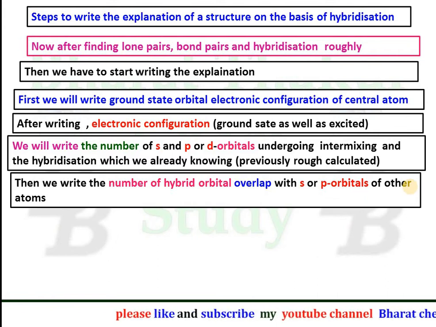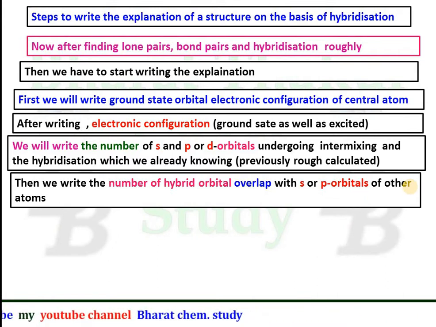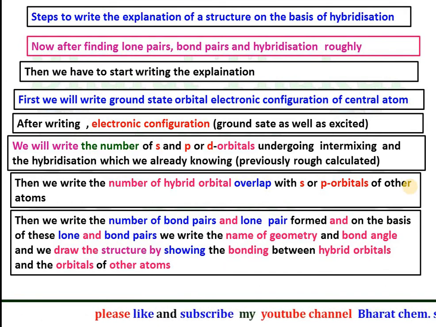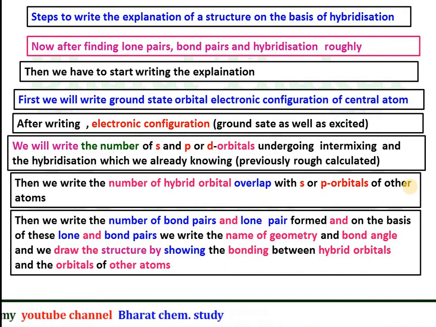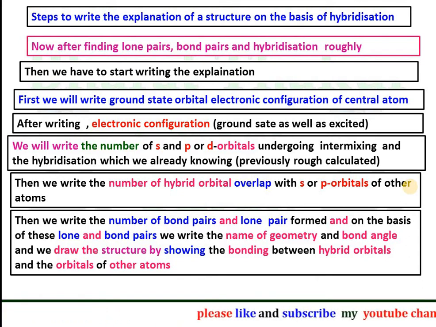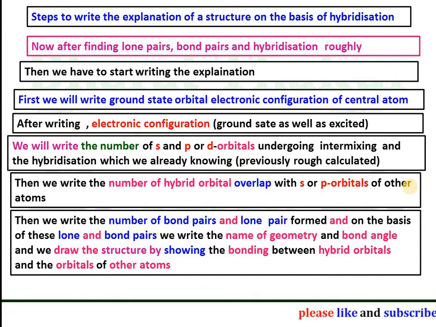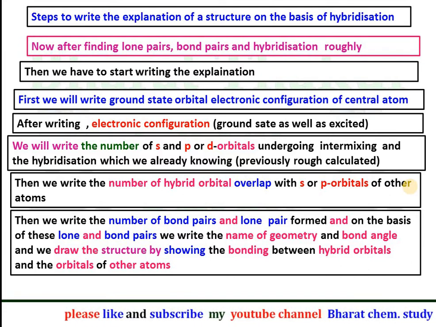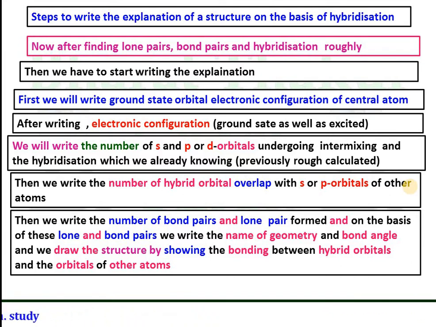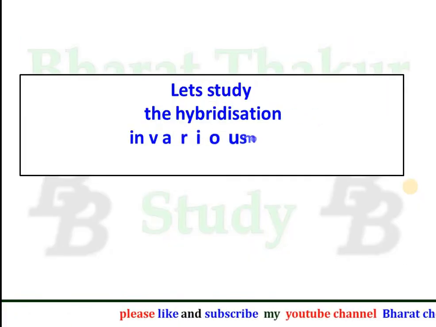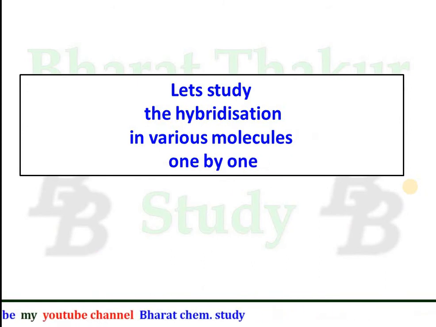Then we will write the number of hybrid orbitals overlapping with the s or p orbital of the other atom, and after that we will write the number of bond pairs and lone pairs formed. On the basis of these lone pairs and bond pairs, we will write the name of the geometry and the bond angle, and we will draw the structure by showing the bonding between hybrid orbitals and the orbitals of the other atom. In this way, we will write the explanation of the structure of a molecule on the basis of hybridization. So let's study hybridization in various molecules one by one.